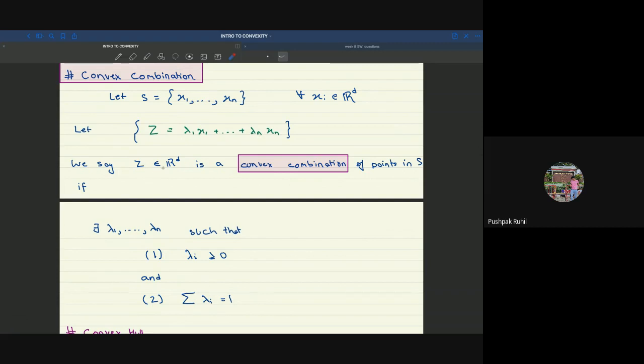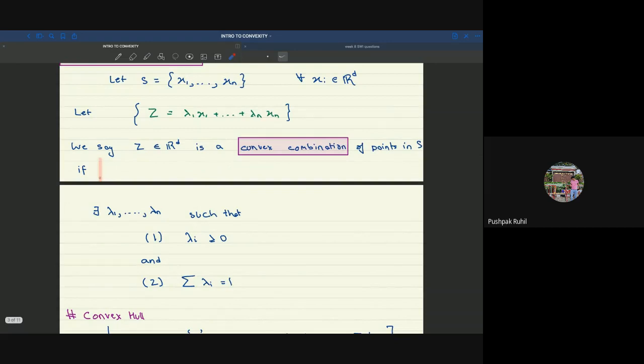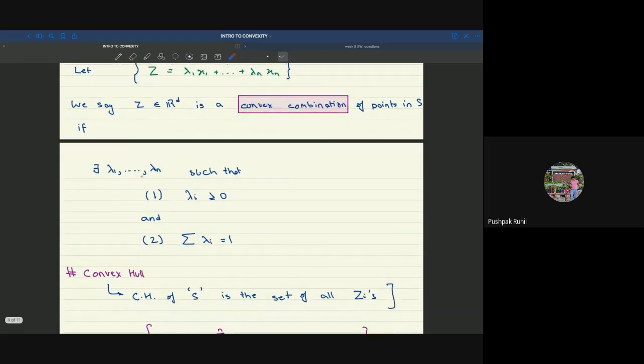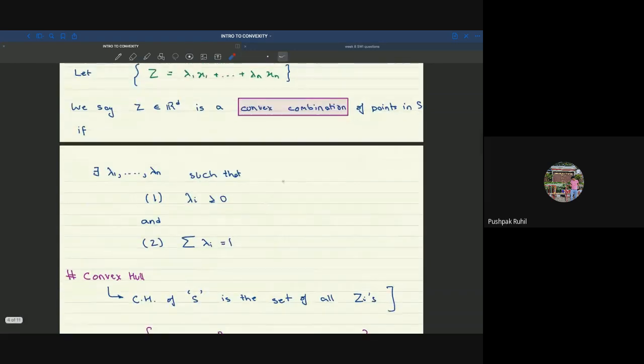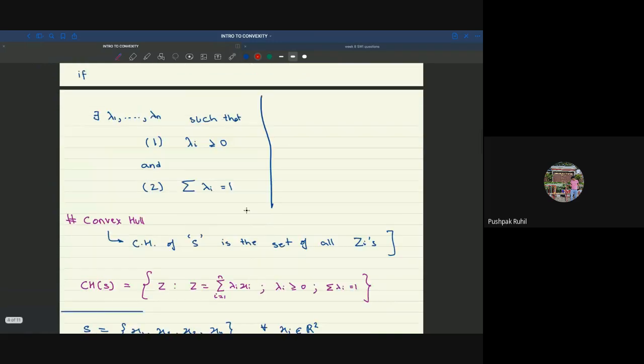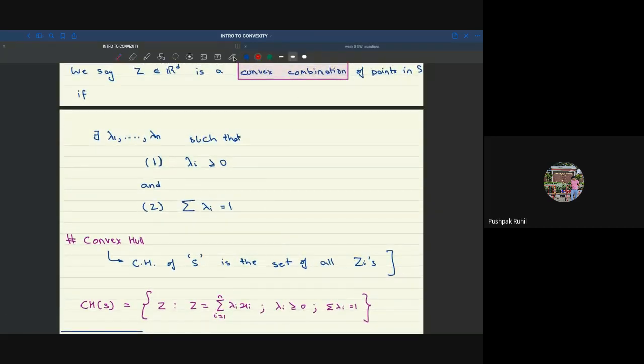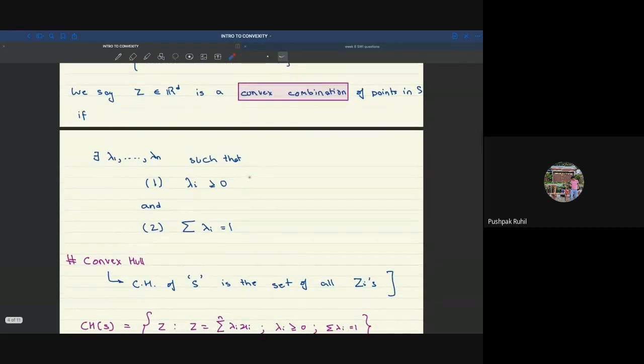Now, we say that this Z belonging to Rd is a convex combination of points in S. What is this S? This S was the original set of points that we had. If these two conditions hold true: all these lambda i's need to be greater than or equal to 0, and the sum of lambda i needs to be equal to 1. Let me take one example. I'll take this example when I'm taking convex hull. There I will tell you what I really mean by this Z.